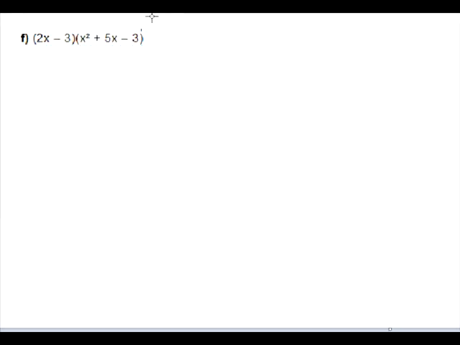There we go. Okay, so that's looking good. 2x minus 3 times x squared plus x minus 3. Now we're going to do exactly the same thing that we did last time. Everything in the left bracket gets multiplied by everything in the right.